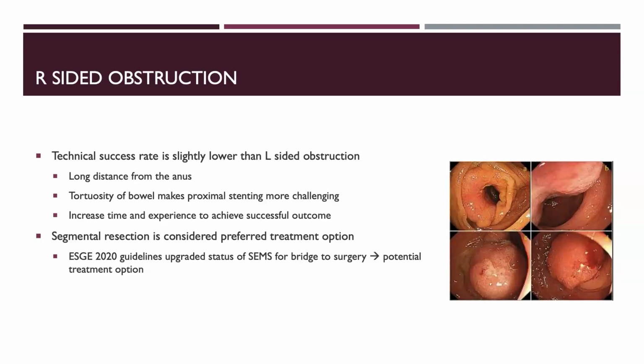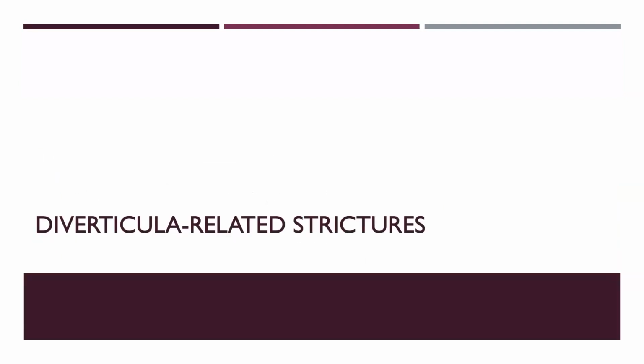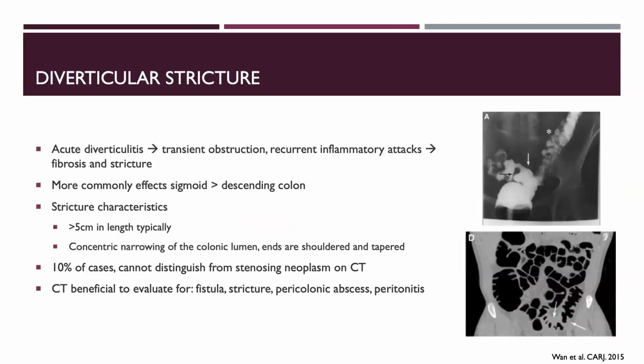So for some cases, whoever is doing the endoluminal therapies may say, you know what, this is not a great option for endoluminal therapy. And it's because right-sided obstructions are just more difficult in general because of location. But next is diverticular strictures. Again, a very common question to be asked of your endoluminal therapist: can you put in a stent because of a diverticular stricture?